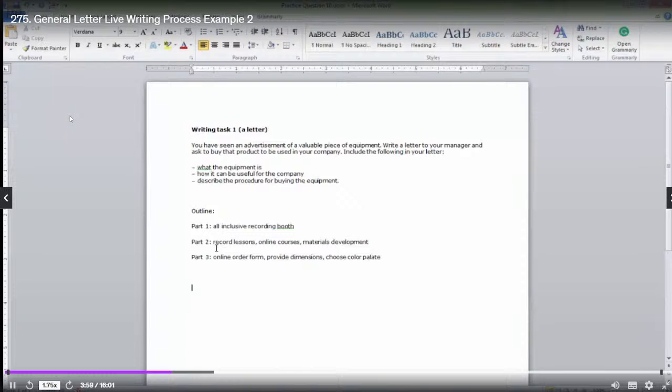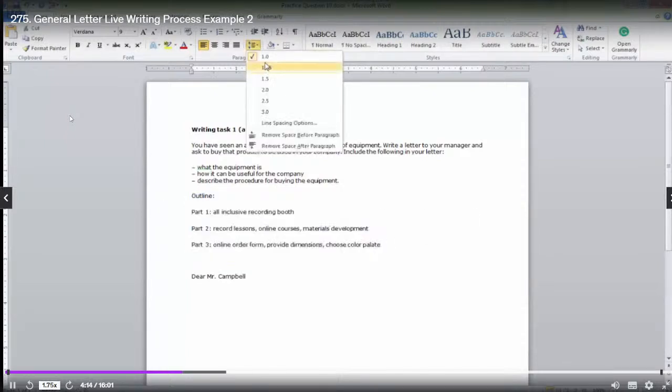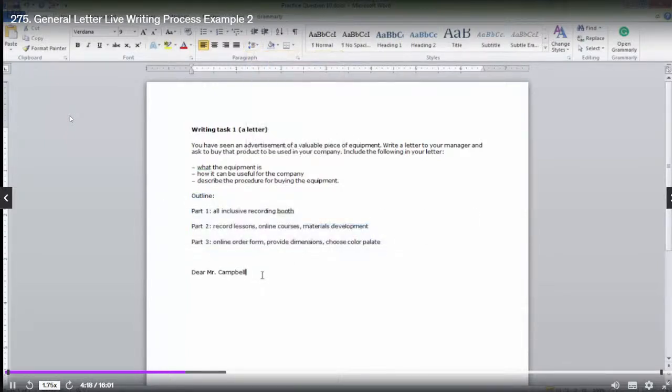All right, so I've done an outline. I think doing an outline is really, really helpful. Okay, and we're gonna write this to our manager, dear Mr. Campbell. Let me go ahead and minimize that. All right, so dear Mr. Campbell, since it's a manager, it's okay to use their last name. You wouldn't say dear sir or madam, right? It's semi-formal. So it would be dear Mr. Campbell, dear Mrs. Williams, dear whatever you want to put it as, okay? And we're gonna start out with our introduction, okay?